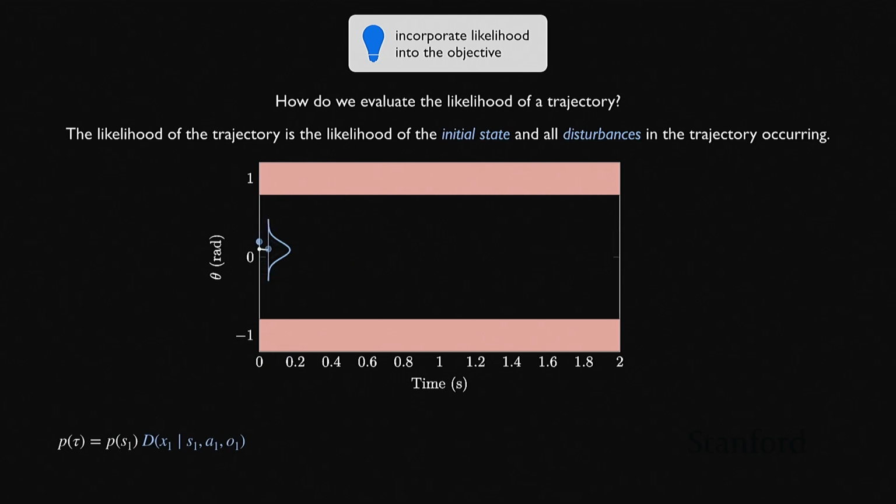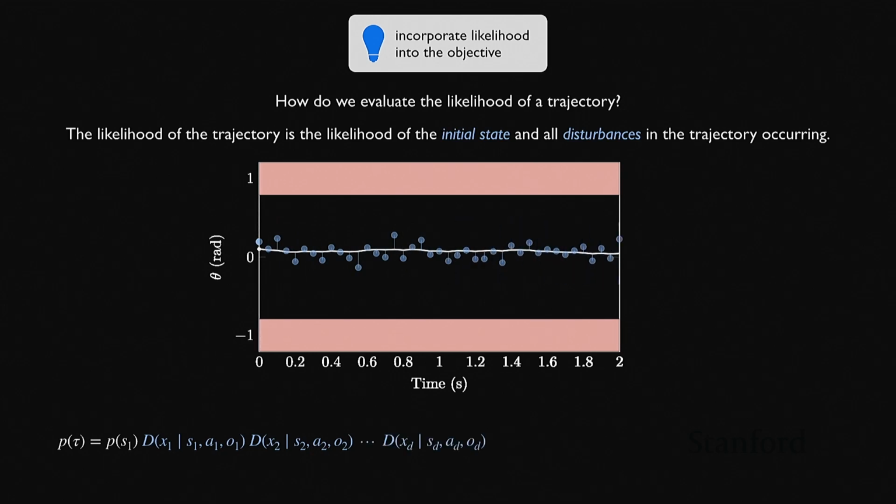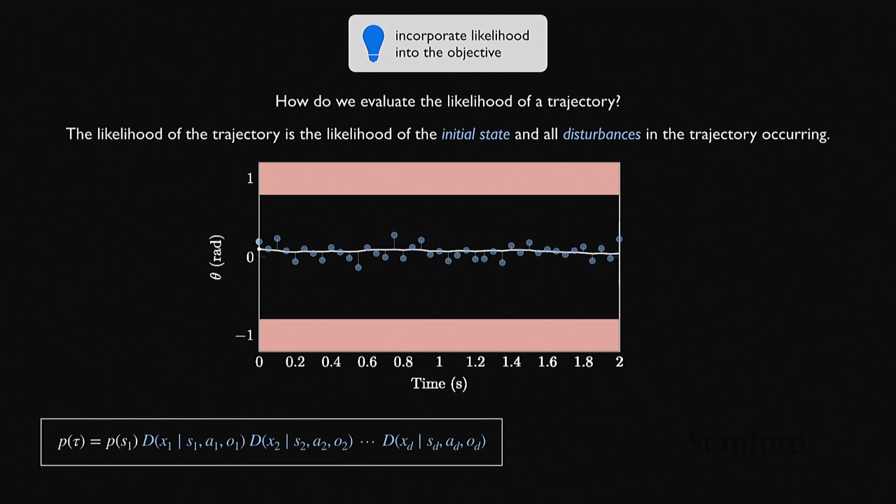And then we go to our next state. We now sample another disturbance from this distribution. So we look at the likelihood of that disturbance that we sampled, add that to our product, and then we just continue doing this for the rest of the trajectory, all the way out to our final depth, where we have the final disturbance that we sampled. So the likelihood of a trajectory is just going to be the product of all of these things.